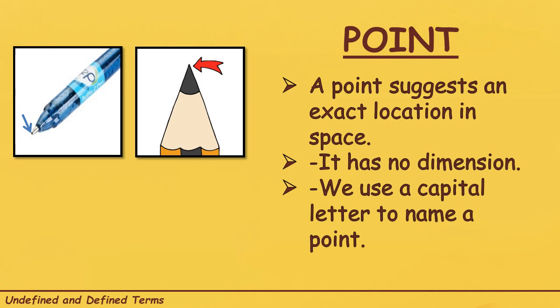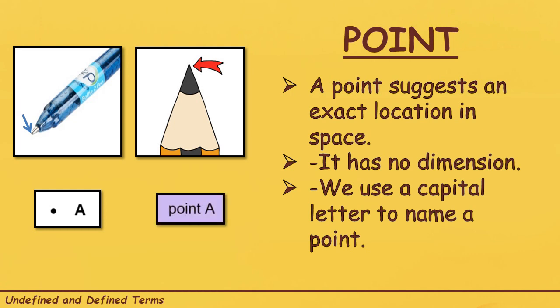Okay, so other than this, we can have another example of point in real life. It has no dimension, and let us say this point is point A. As you can see, we have dot A. We can also write this as point A, the word point and capital A. Don't forget that we are using a capital letter to name a point. Any letter in the alphabet may be used to name a point.